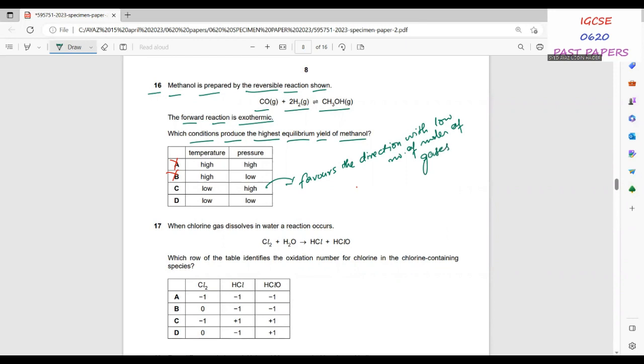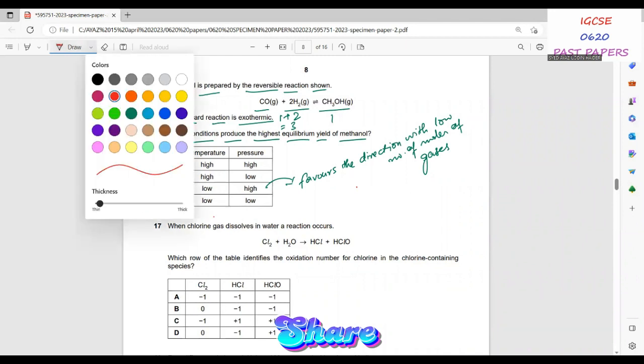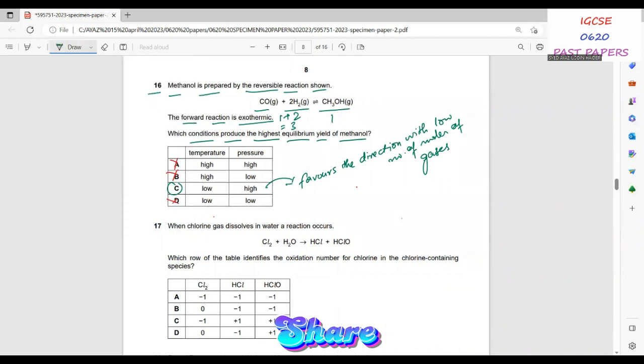So if you count the number of gas moles on both sides, on the reactant side, this will be 1 plus 2 gives 3. And on the product side, this is 1. So this looks correct to me. Let's see the last response. D, temperature is high, pressure is low. So this is also incorrect. We are left with C, which is the right answer.